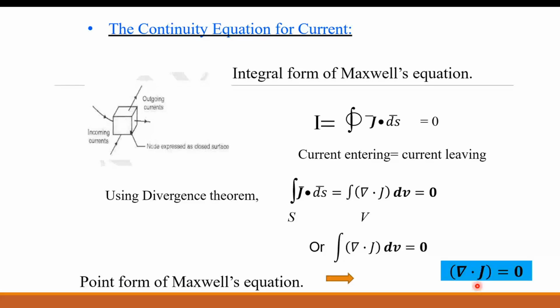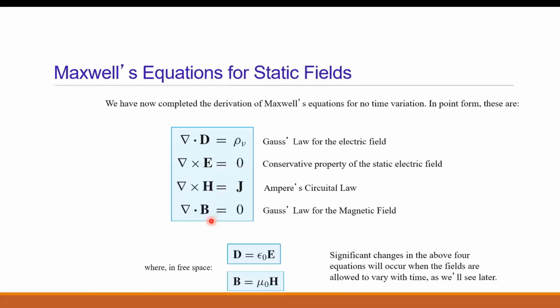So in total, we have derived 5 equations. Out of 5 equations, the first 4 equations are major equations. So whenever someone asks you what are the Maxwell's equations for static field, then you have to write these equations. First equation, or you can consider any one equation as first equation, del dot D bar is equal to rho v. This equation is from Gauss law of electric field.